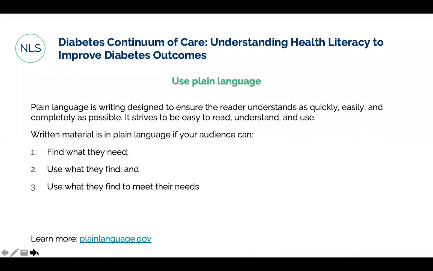So it's really important to use plain language to increase health literacy. Plain language is writing designed to ensure the reader understands as quickly, easily, and completely as possible. It strives to be easy to read, understand, and use. Written material is in plain language if your audience can find what they need, use what they find, and use what they find to meet their needs.